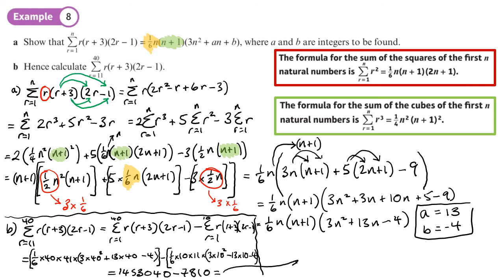Well, I'll put the answer over here because I've got a great deal of space. So that's my first answer, 1453040 minus my answer. And I get 1445230. Okay, so that's my answer for part B. So let me just tidy this up and highlight it because there's a lot of work in here. So there's part A, and here's the answer to part B.